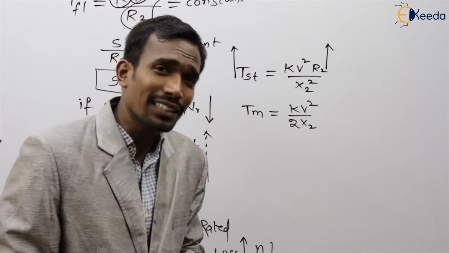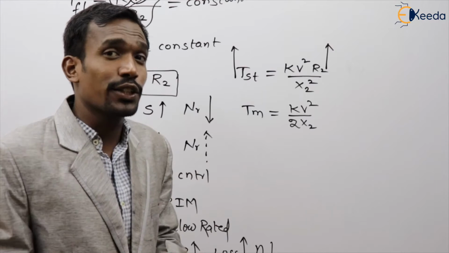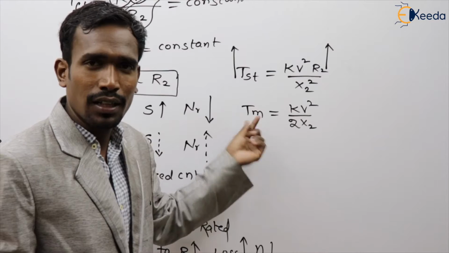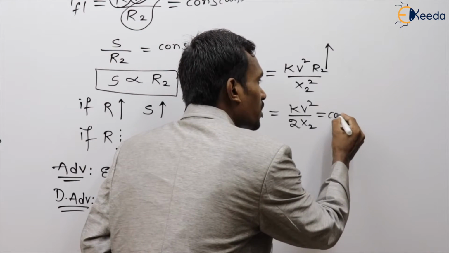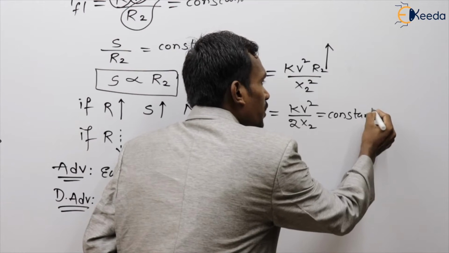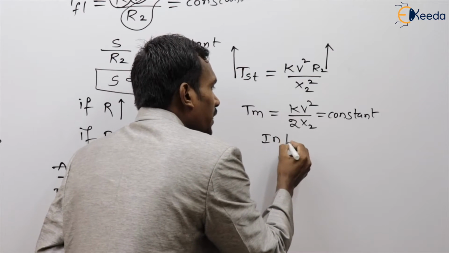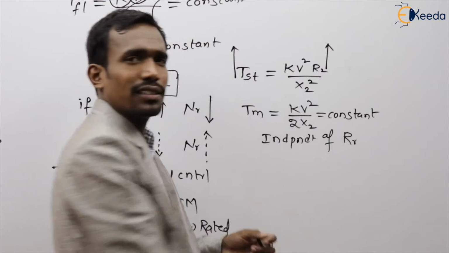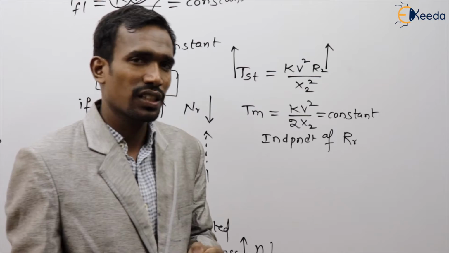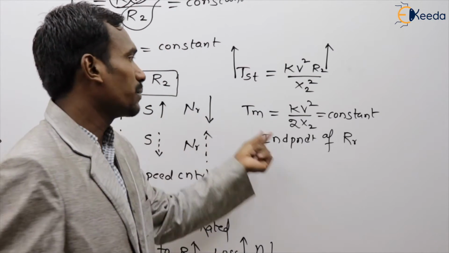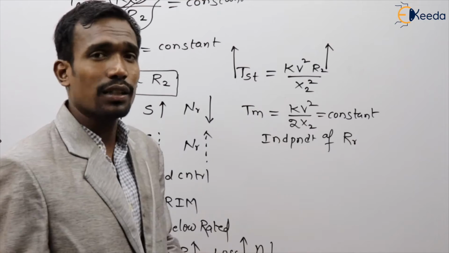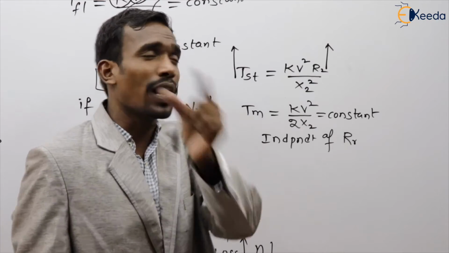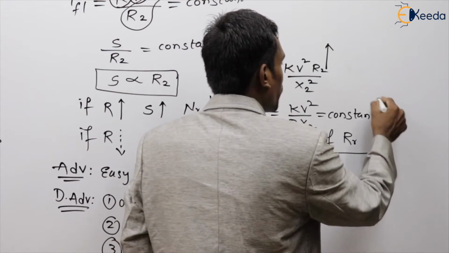If rotor resistance increases or reduces, there is no change in maximum torque. The maximum torque is constant, independent of rotor resistance. This is one disadvantage. Here we cannot control the maximum torque. We can control the starting torque, but we cannot control the maximum torque. Very important, you have to remember this one.